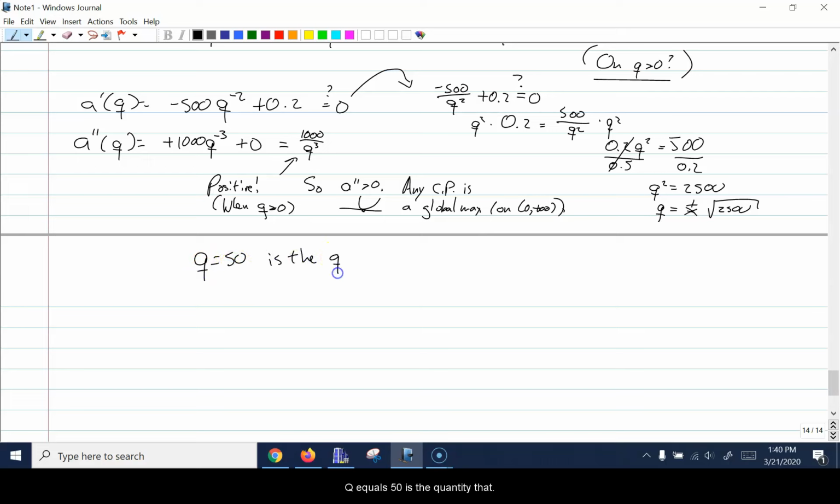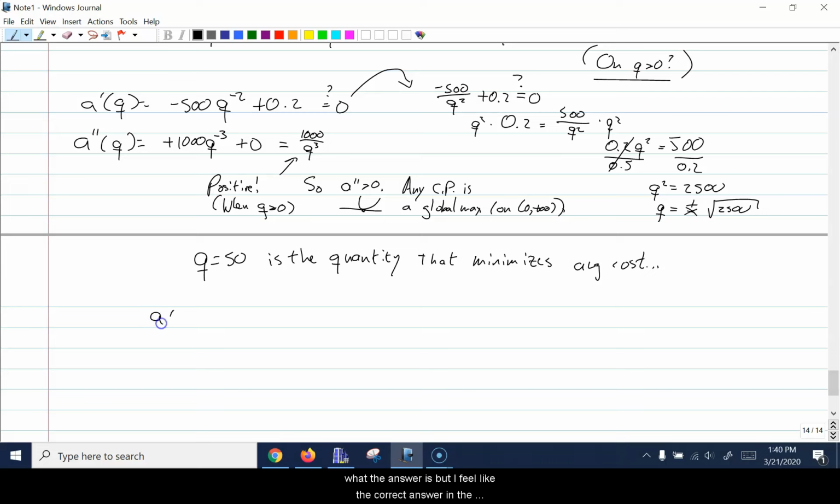Q equals 50 is the quantity that minimizes average costs. I wouldn't say that this answer has minimized average costs. I would probably want to say what the value is. The problem was vague, just saying minimize isn't clarifying what the answer is, but I feel like the correct answer in this circumstance is to say the y value that is the minimum.